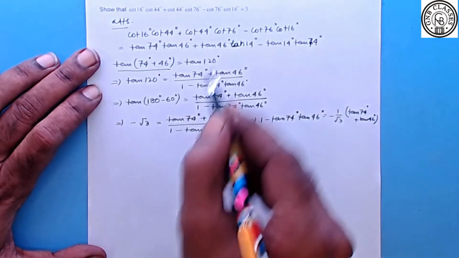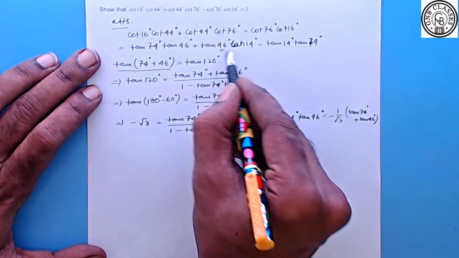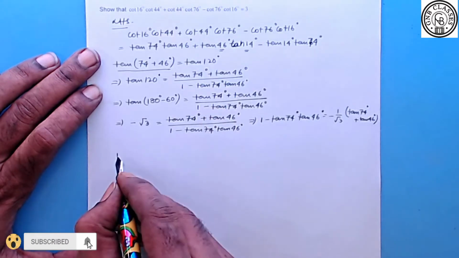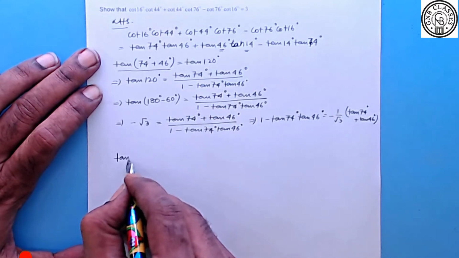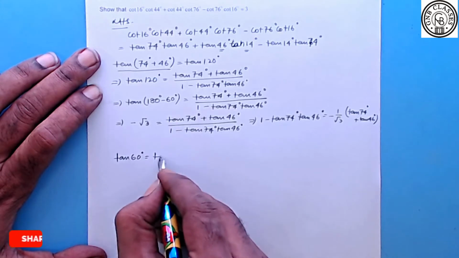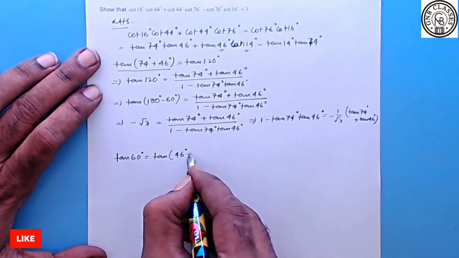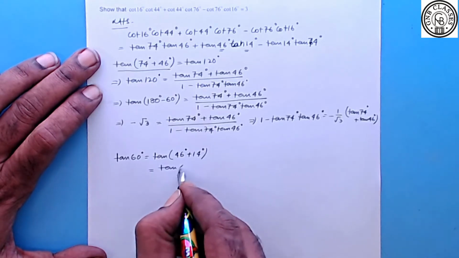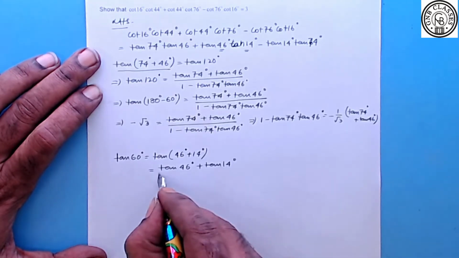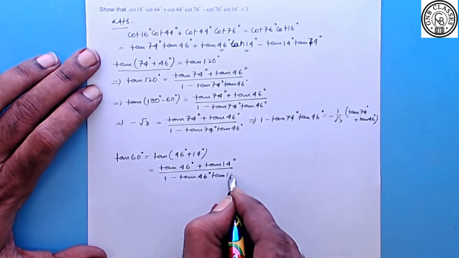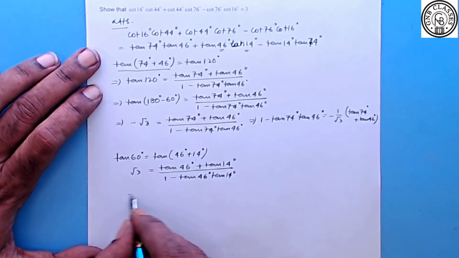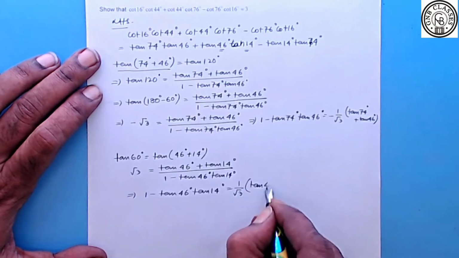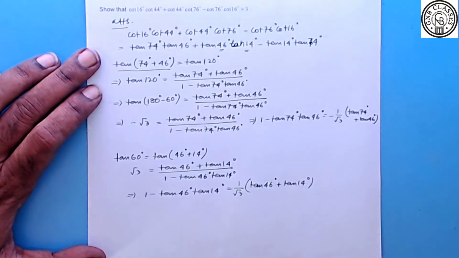Okay, now see this 46 and 14. If I add this, we are going to get 60 degrees. Okay, so we are writing in that way. Tan 60 degree is tan of (46 plus 14). Now apply the formula of tan (A plus B). Tan 60 degree is root 3. So from here we are getting... is it fine with all you people?